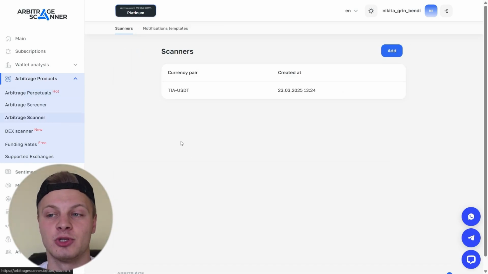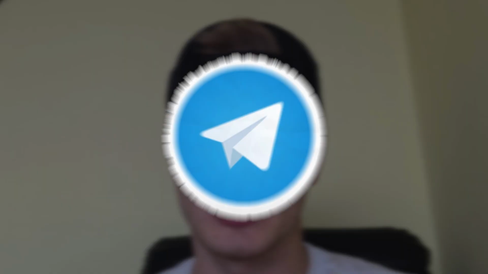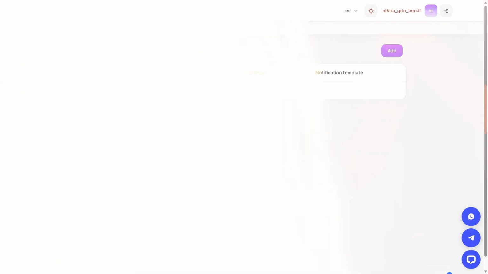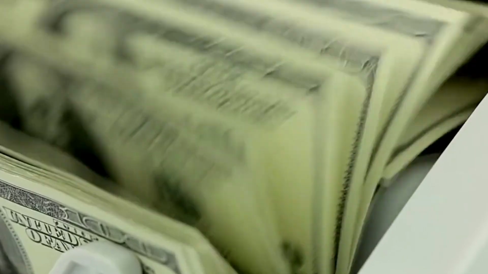There is also an arbitrage scanner. In other words, you can set up your own scanner that will send signals directly to your Telegram channel. In one of our previous videos, we explained how to set up this scanner so it sends signals to your Telegram channel. So be sure to watch our earlier videos to learn how to configure it. There's also a DEX scanner. This means you can set up signals for DEX exchanges to see where liquidity is higher or lower and how you can profit from price differences.